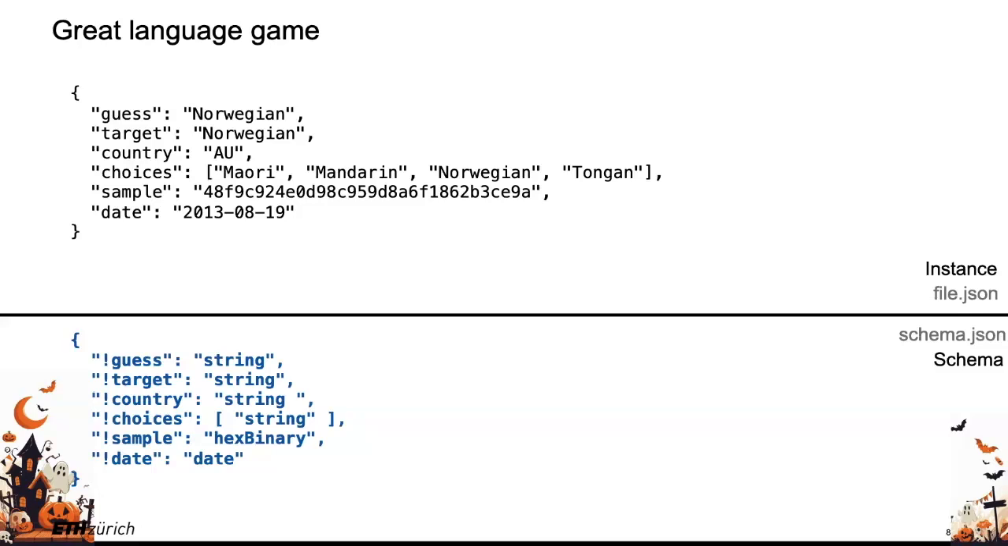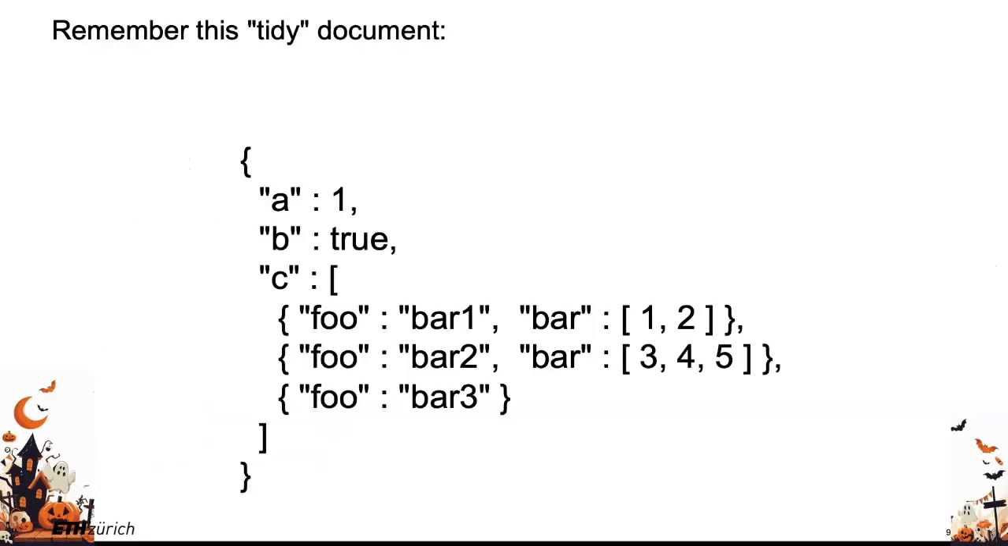So who agrees and sees that the instance on the top is valid against the schema at the bottom? All right, very good. So this is the idea. And basically, it's very straightforward if you take an instance document to turn it into a JSON schema in the compact syntax, because you really just replace the values with the names of the types. That's pretty much all you need to do. Then you put your exclamation marks where you want to enforce requiring a key.